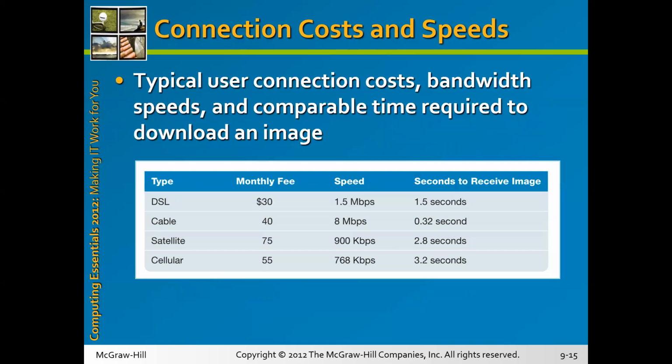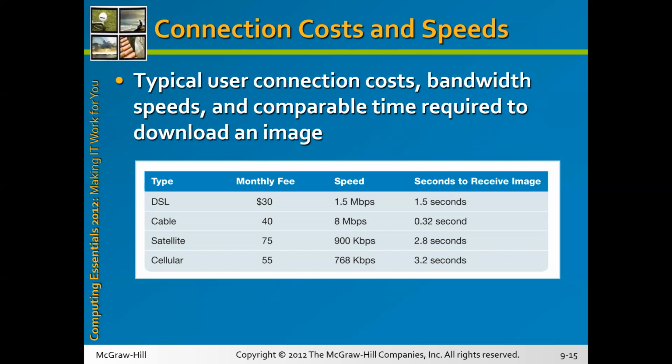Typical user connection costs, bandwidth, and speeds, with the comparable time required to download an image. In DSL, the maximum speed available is 1.5 megabits per second, and it will take about 1.5 seconds at a cost of $30 per monthly fee. Cable connection will allow a speed of 8 megabits per second with a time of 0.32 seconds at the rate of $40 per month. Satellite connection will allow 900 kilobits per second with a time of 2.8 seconds and a monthly fee of $75.